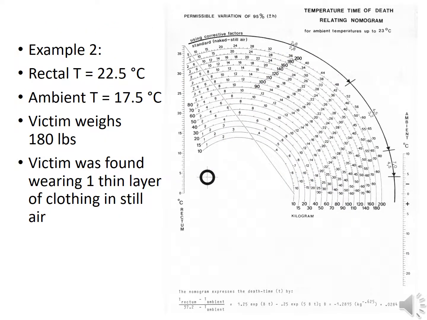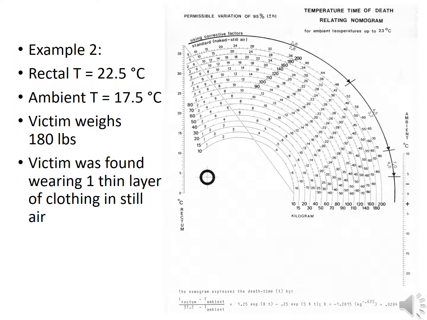Okay, so here we are in example 2. So now we have a rectal temperature much lower, 22.5 degrees Celsius. Our ambient temperature is a little higher here at 17.5 degrees Celsius. In this case, our victim weighs 180 pounds, and this time the victim was found wearing one thin layer of clothing in still air. So we're not at standard conditions anymore, right? We're not naked. We have that one layer of thin clothing. So we're still air, well, that's good, but we do have to account for that clothing. So we'll worry about that when the time is right.